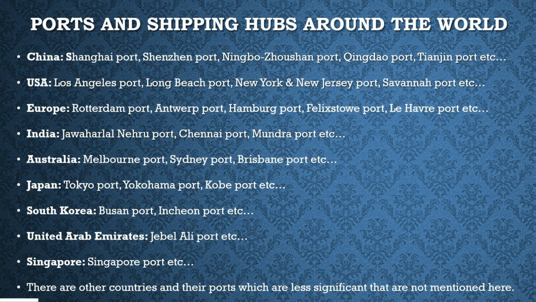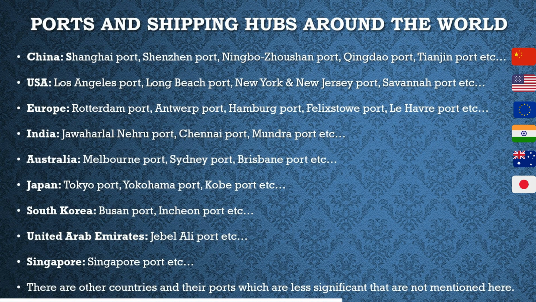These are the most common and influential ports around the globe. These include ports such as Shenzhen and Ningbo Port in China. Then there's the famous Long Beach and New Jersey port. In Europe, we have ports in Rotterdam, Hamburg, and Le Havre in France. Then there's ports from Australia, Japan, South Korea, UAE, and Singapore. Please bear in mind there are many other ports which have less influence in logistics overall. Those will be shown in the next multimedia slide.